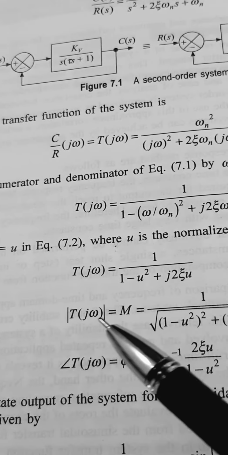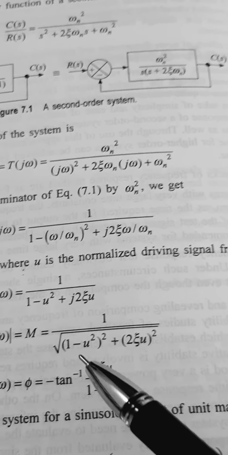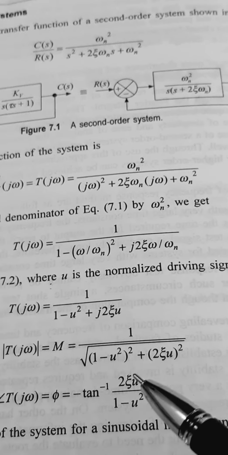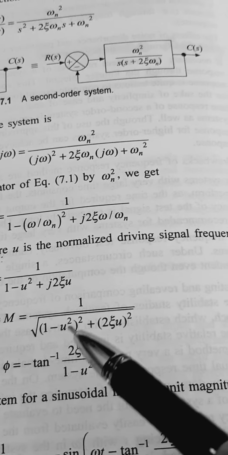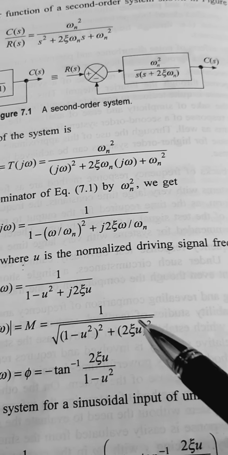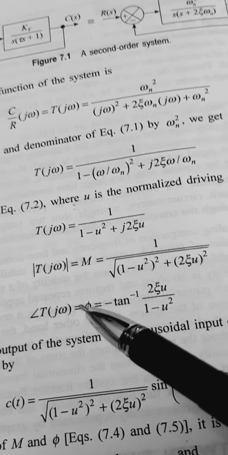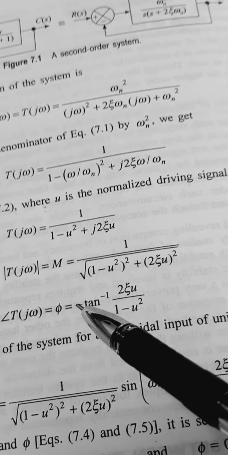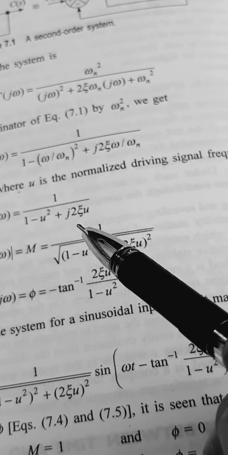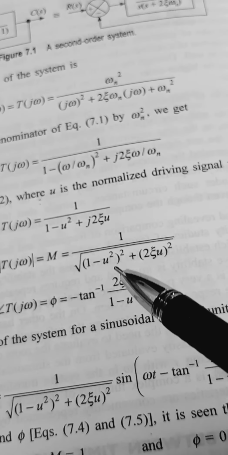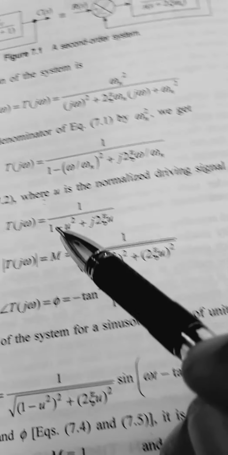Now the magnitude M is 1 divided by the square root of a square plus b square, that is, 1 divided by the square root of (1 minus u square) whole square plus (2 psi u) whole square. The angle of T(j omega), phi, is equal to minus tan inverse of 2 psi u divided by 1 minus u square, that is, imaginary part divided by real part.